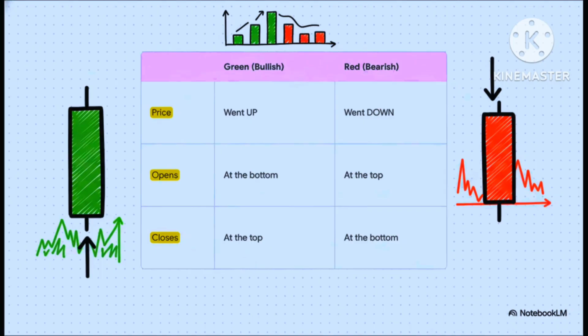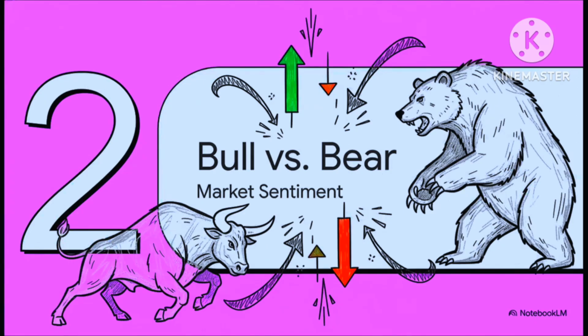But honestly, the first thing you'll probably notice is the color, and it's super simple, kind of like a traffic light. If you see a green candle, that means the price went up. The close was higher than the open. And if you see a red candle, yep, you guessed it, the price went down. It closed lower than where it started. Simple as that.